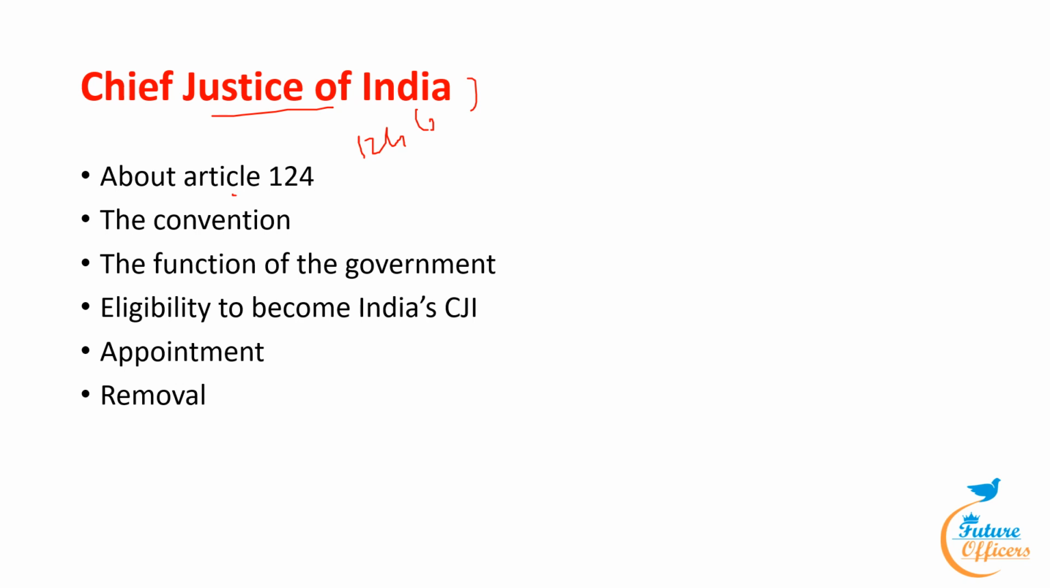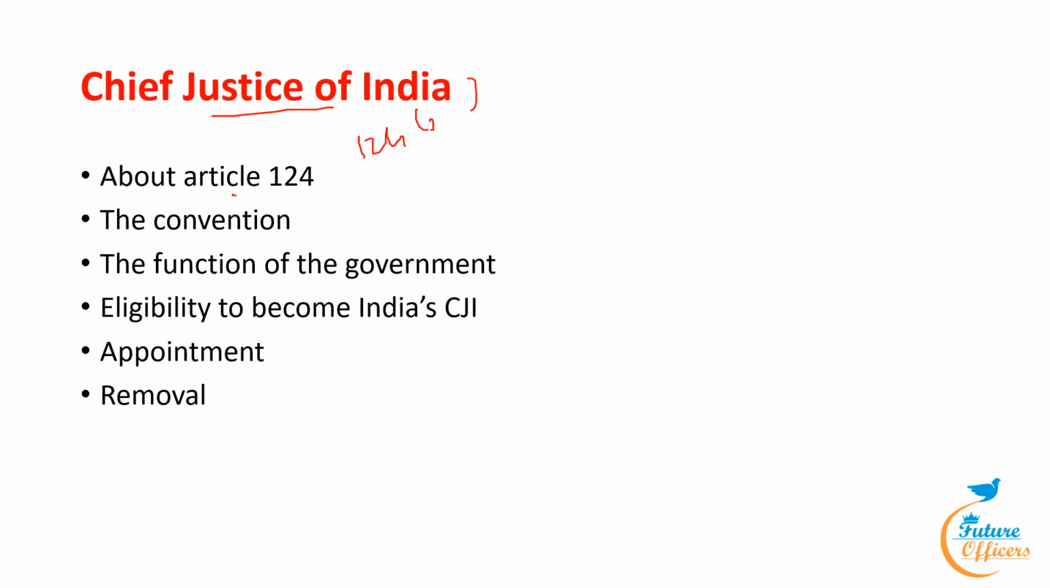Now, what are the functions of the government under this? The convention is that the Union Law Minister requests the current CJI's recommendation before forwarding it to the Prime Minister. The central government has no say in the appointment of the CJI.